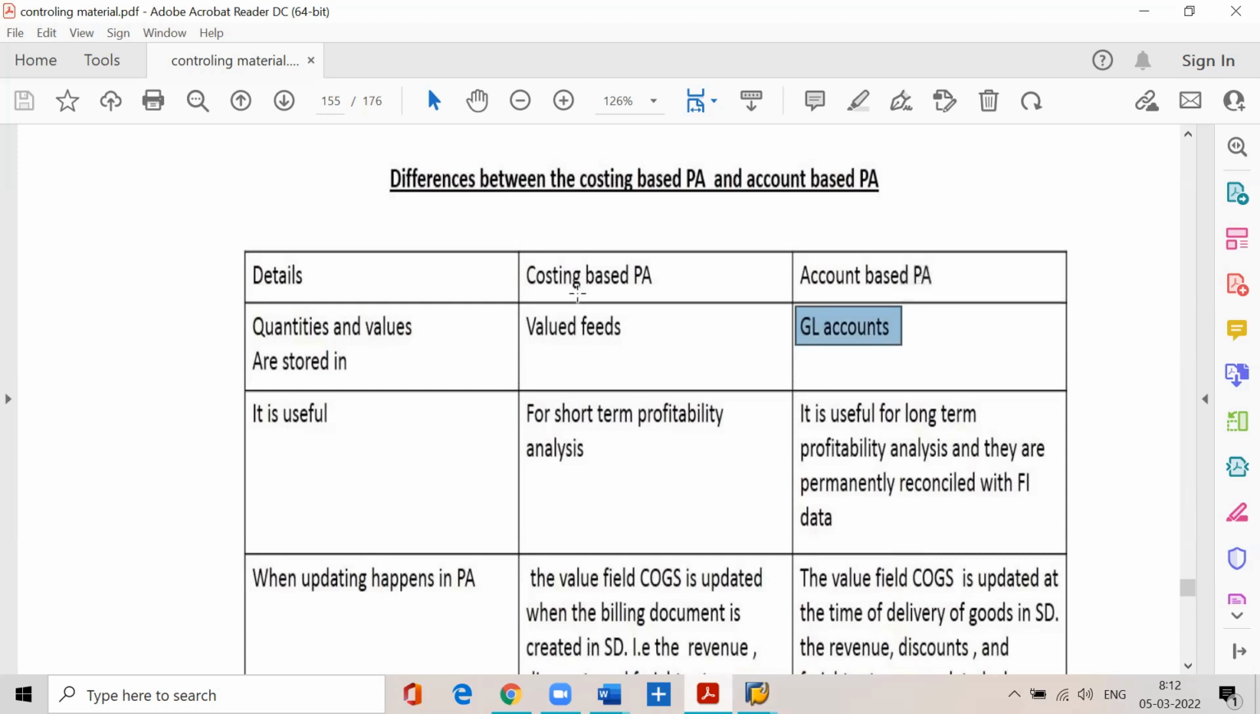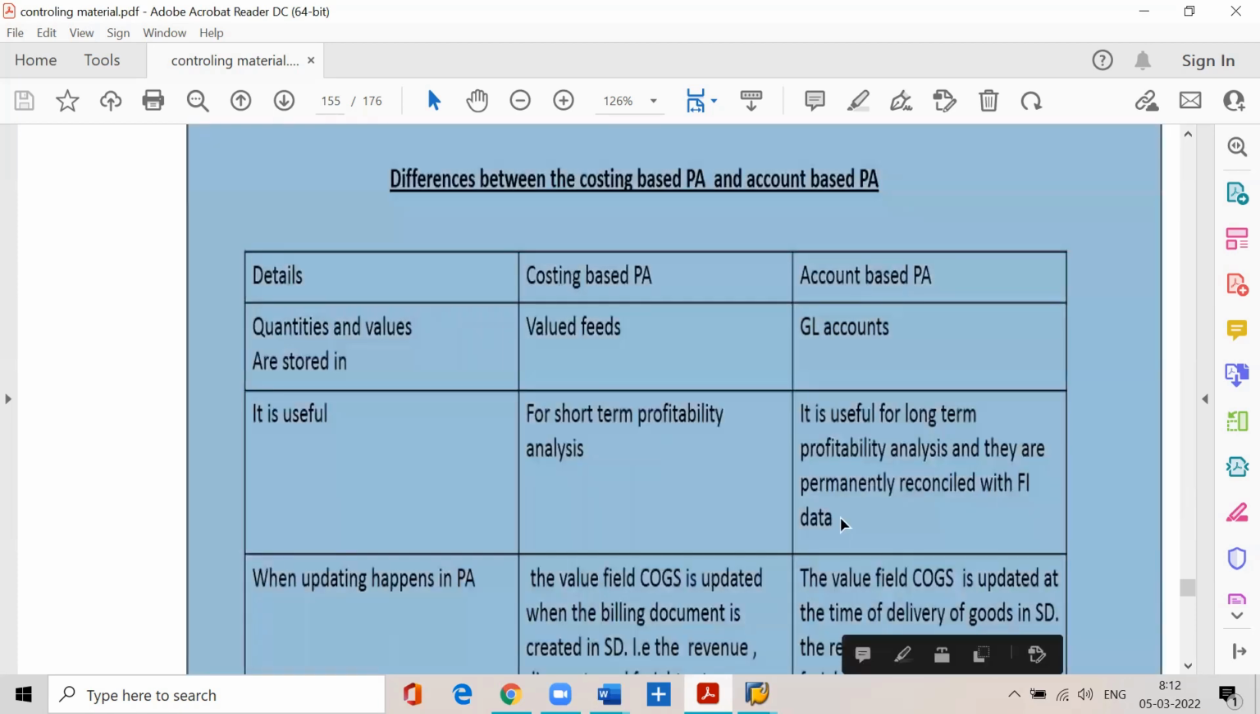Costing-based COPA is useful for short-term profitability analysis, and account-based COPA is useful for long-term profitability analysis, and it is permanently reconciled with the FI data. Whatever information you get from account-based COPA is always reconciled with FI. It is always equal to FI records. Why? Because the information is taken from GL account balances only. But in the case of costing-based COPA, sometimes you may have to do the reconciliation. Why? Because all the expenses may not be treated as cost elements.